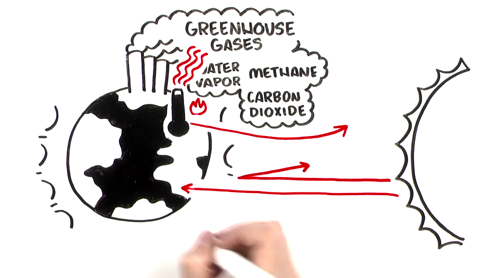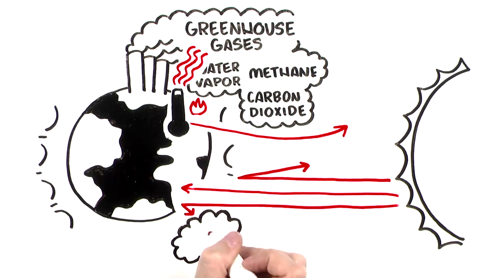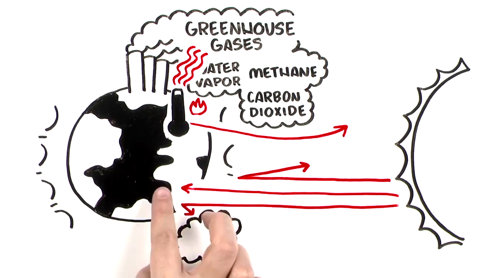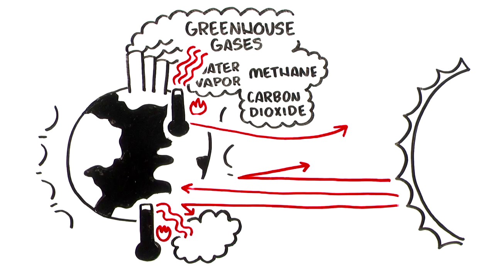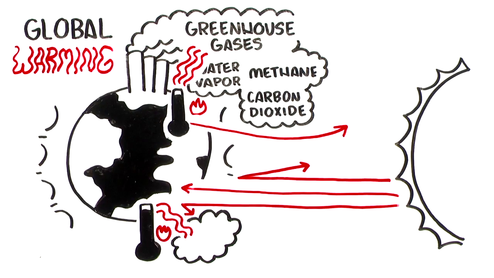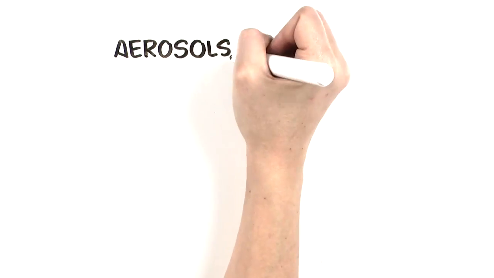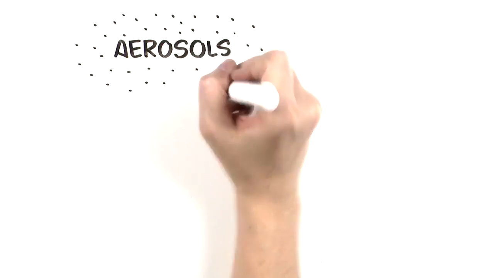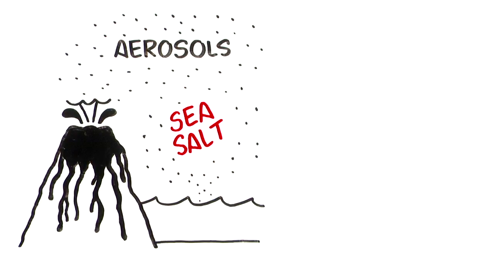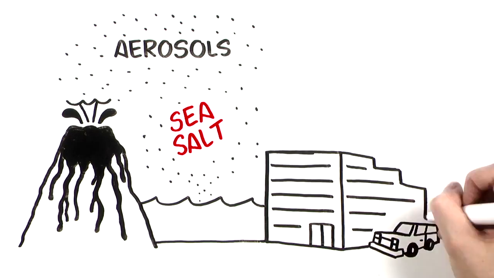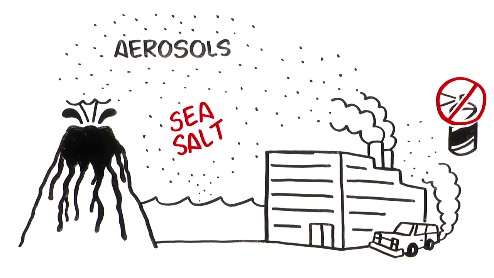But some of that heat is absorbed again by greenhouse gases and warms the atmosphere. The more these gases accumulate in the atmosphere, the more heat gets trapped and the warmer the world becomes. That's global warming. Most aerosols have the opposite effect. Aerosols are tiny particles in the atmosphere. Some aerosols come from natural sources. Others come from industrial pollution. One thing aerosols don't come from is a spray can.